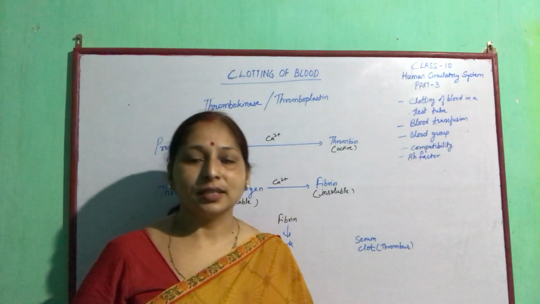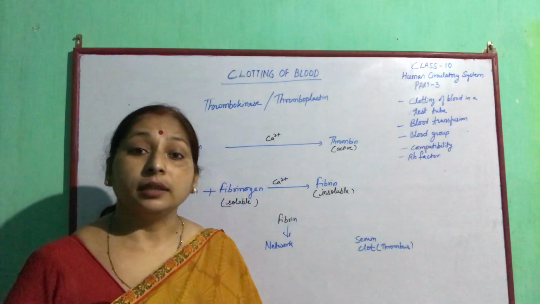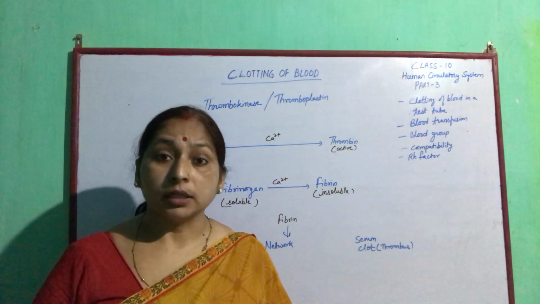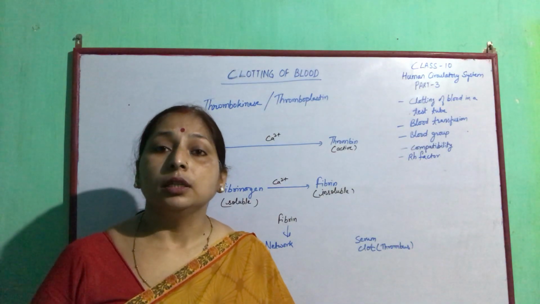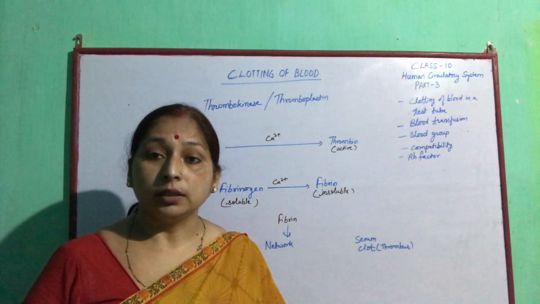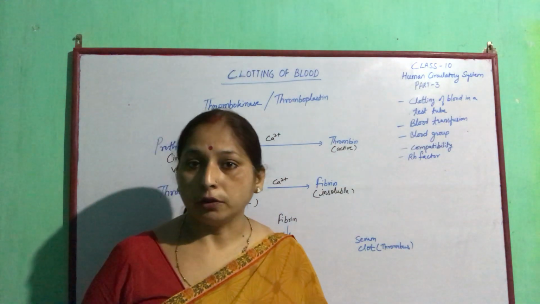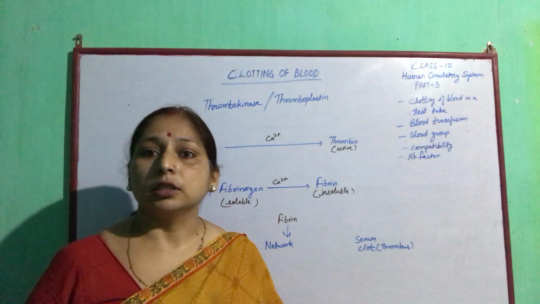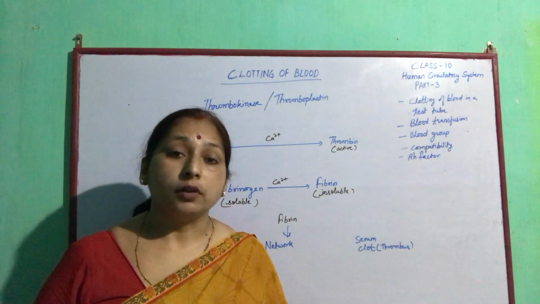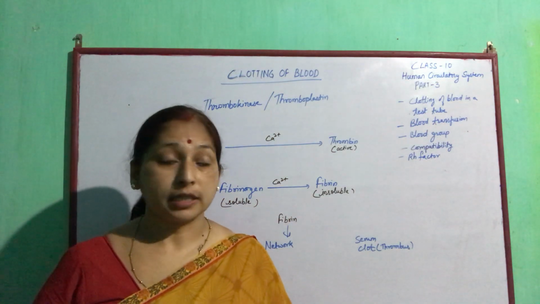Good morning, students. Today we'll study about clotting of blood. As you know, if we have a minor injury or a cut, then after some time the blood flow stops or the bleeding stops. It stops because of the coagulation of blood or clot formation. How is this clot formed, and what are the components involved in the process of clotting? This we'll study in today's class.